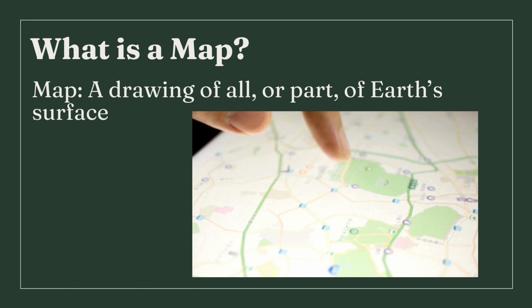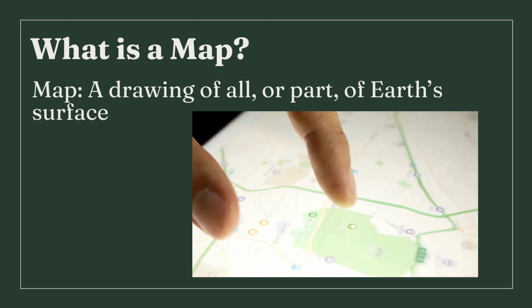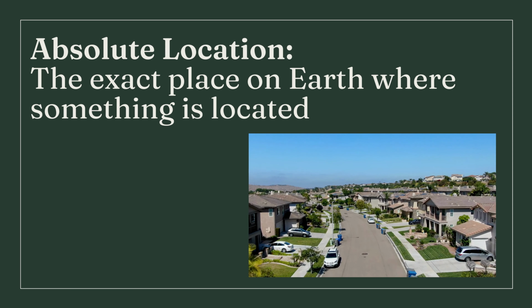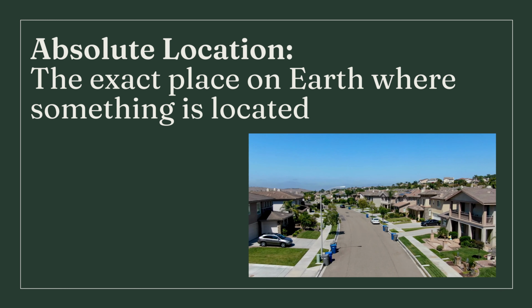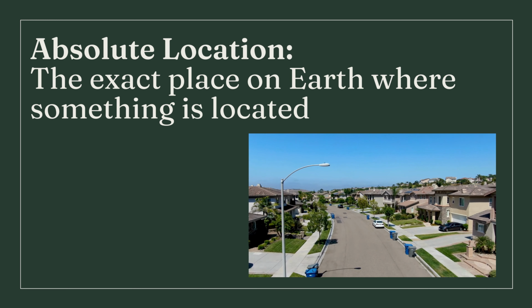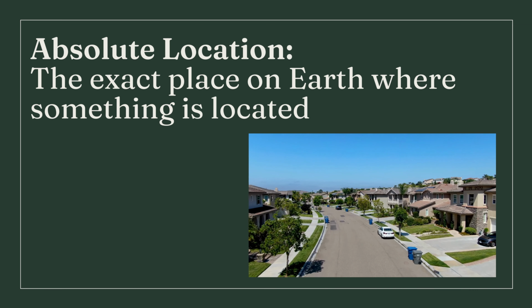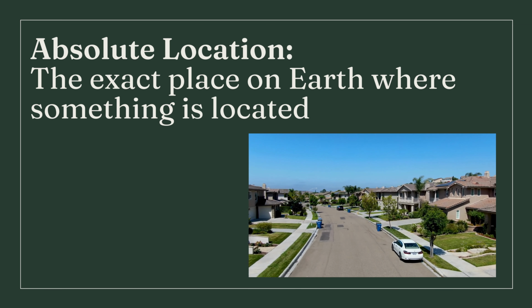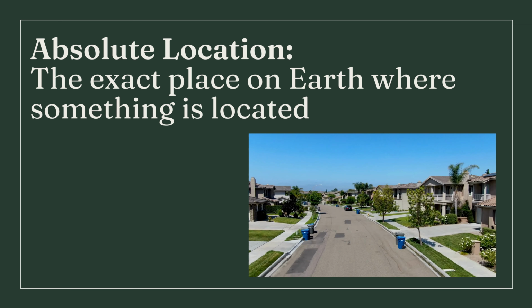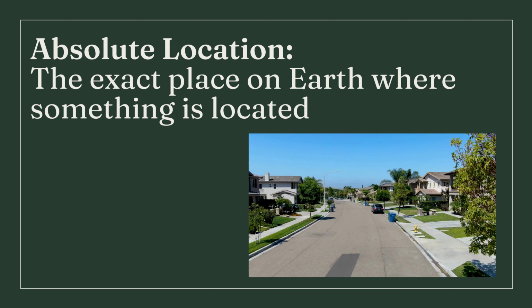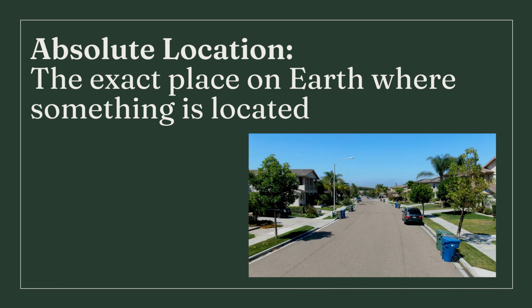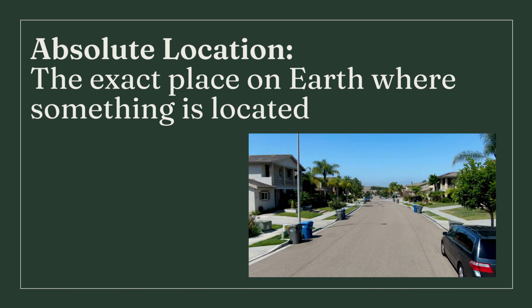The job of a map is to show the location of a place or thing on Earth's surface. This location can be shown in one of two ways. The absolute location, or the exact place on Earth where something is located. An example might be your street address. If you live at 100 North Main Street, then that is the absolute location of your home. There's also a grid system that can be used to show absolute location of a place. We'll talk about that in a moment.